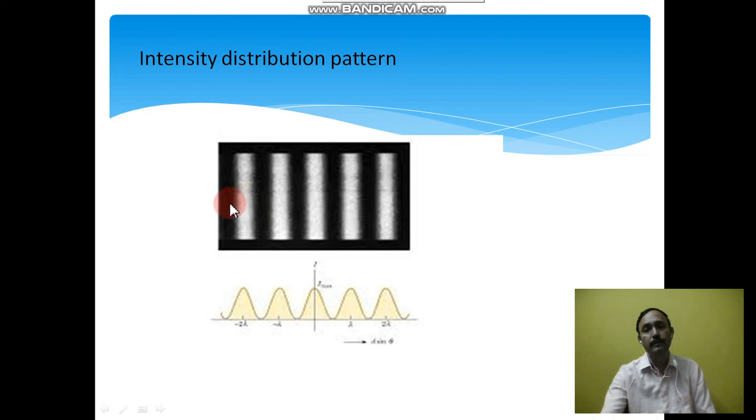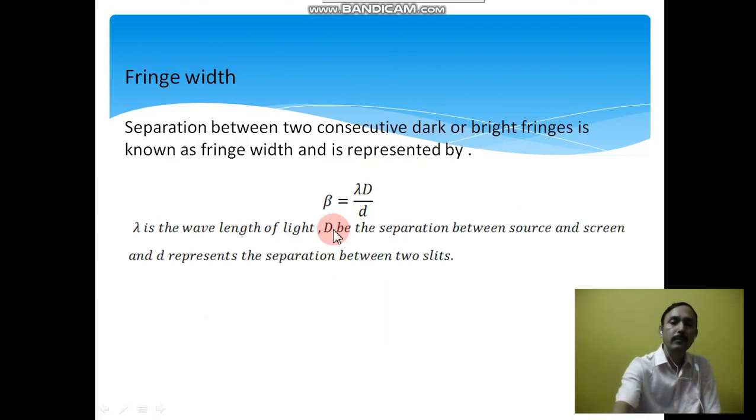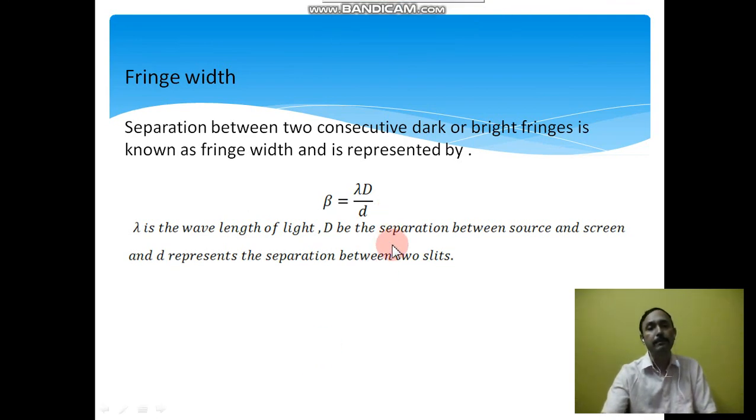So this is the fringe width. This is a dark fringe, another dark fringe. So separation between these two dark fringes is the fringe width. Again, this is the dark fringe, this is the fringe width. If we consider bright fringe, separation between two bright fringes, this is the bright fringe, this is a bright fringe, the middle one is the fringe width. Again, bright to bright is the fringe width. So this is how we can find out the fringe width. And the formula is beta is equal to lambda capital D by small d. We can calculate fringe width if we know the values of wavelength of light, separation between source and screen, and the separation between two slits.